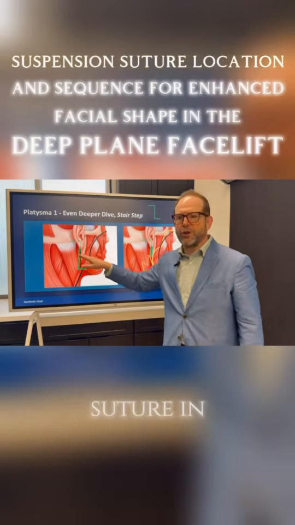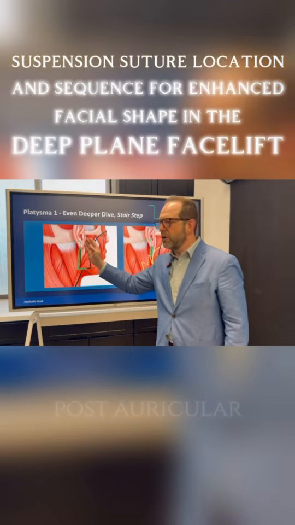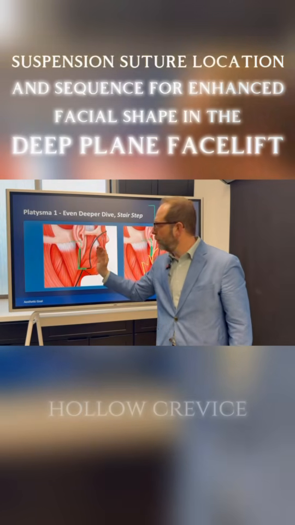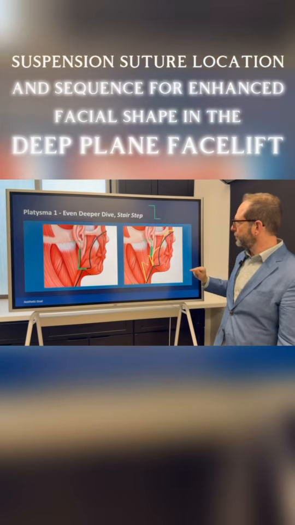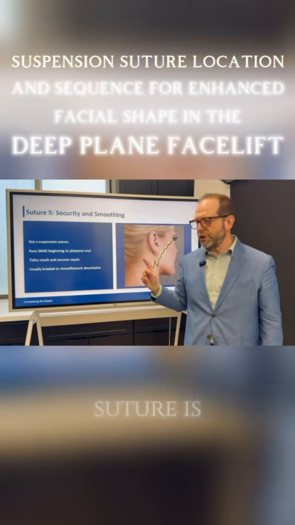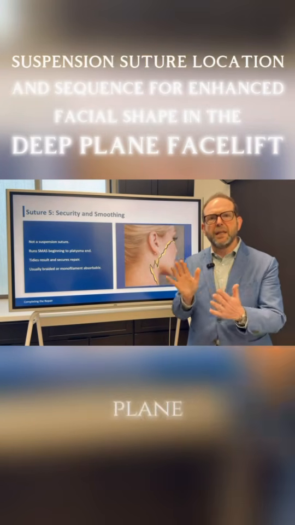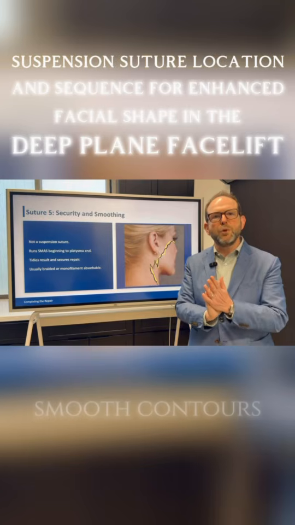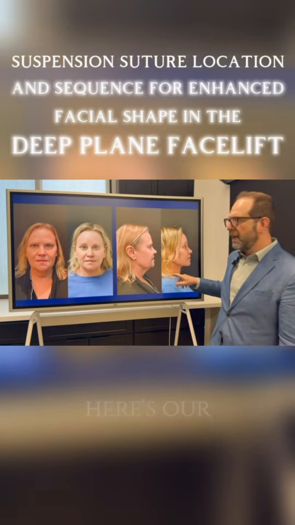I do that first suture in a stair-step fashion to bring the tissues very vertical into that postauricular hollow, crevice, if you will, and then it brings it back onto the mastoid. The final suture is the security smoothing suture. It just keeps everything in the deep plane nice and tidy in place, with smooth contours that complement the ogee curve, a double ogee curve.